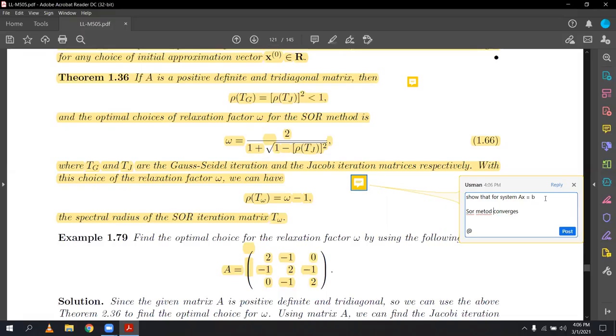Show that the SOR method converges faster than the Gauss-Seidel and Jacobi methods. How can you show this one, please? How can you show this one?